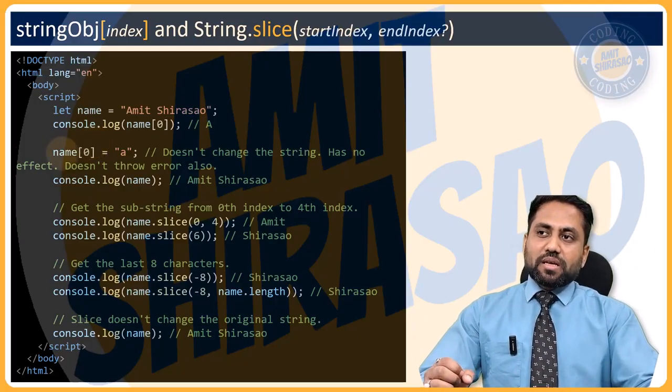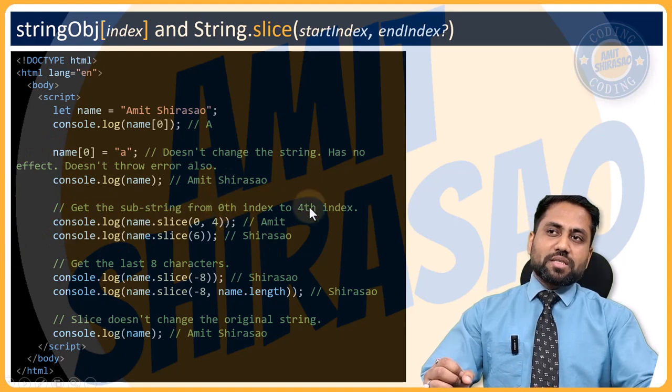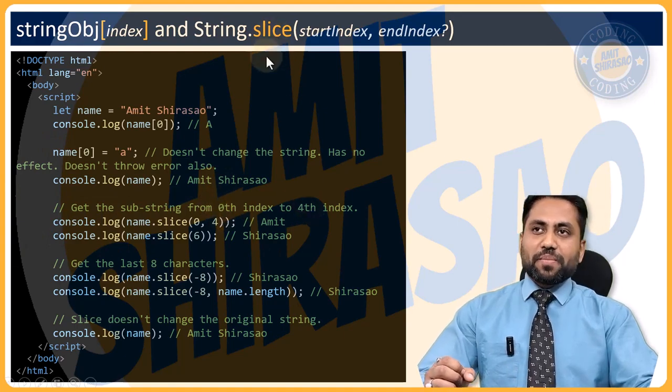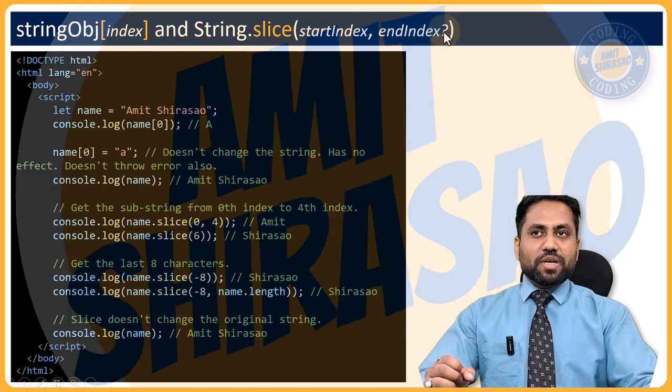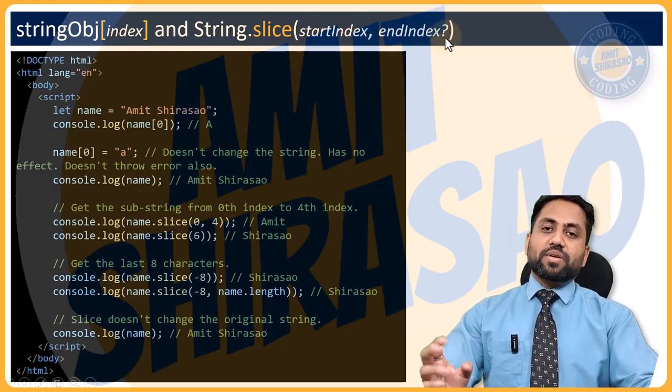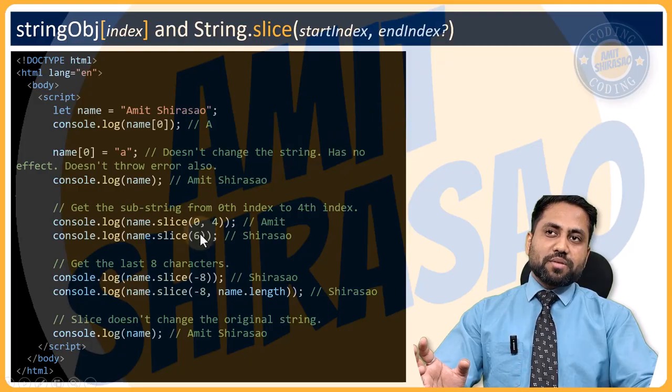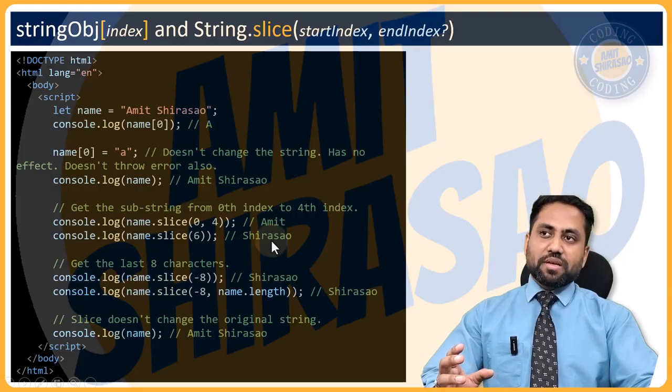Then, get the substring from the 0th index till the 4th index. This is the slice method. Here notice that this question mark means it's an optional parameter, so you can skip it, like here the second parameter is not given. So from the 6th index, it will go till the end of the string.